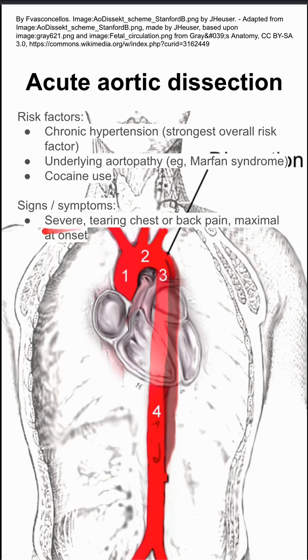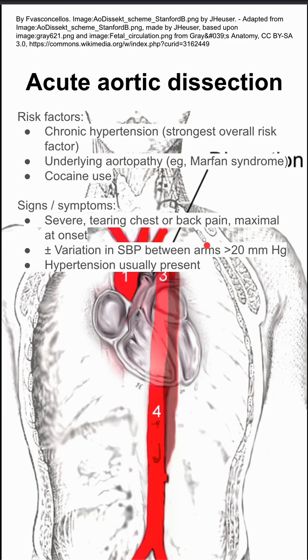Signs and symptoms: patients will have a severe tearing chest pain or back pain, and that pain will be maximal at onset. There can be a variation in systolic blood pressure between their arms, usually greater than 20 millimeters of mercury. That's because the aortic dissection can block the flow between arms, so one arm will have a higher blood pressure than the other arm.